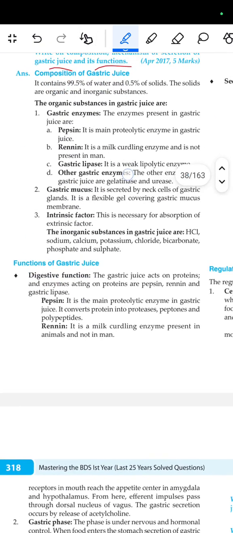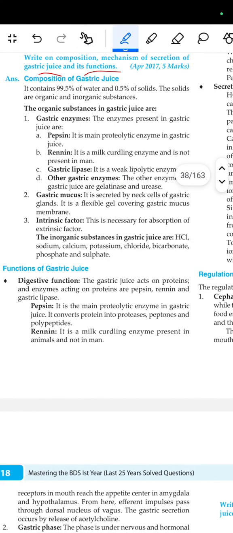So composition of the gastric juice comes in. It contains 99.5% of water and 0.5% of solids. The solids are organic and inorganic substances. The organic substances in the gastric juice are the gastric enzymes. The enzyme present in the gastric juice is pepsin. It is the main proteolytic enzyme in the gastric juice.